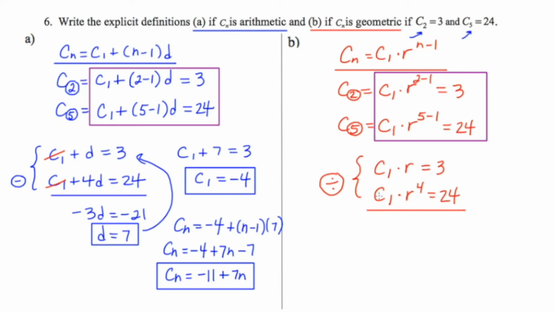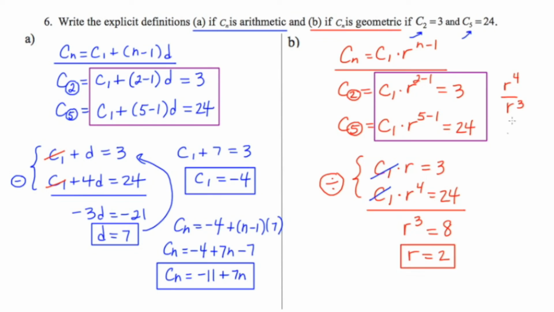So c sub 1 divided by c sub 1, well, anything divided by itself just goes away. What about r to the fourth over r? If you just saw r to the fourth over r, what would you say that that is? Well, if you said r cubed, you're correct. And then 24 divided by 3 is 8. Now I'll take the cube root of both sides, and I get that r is equal to 2.